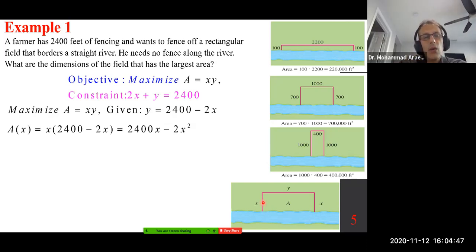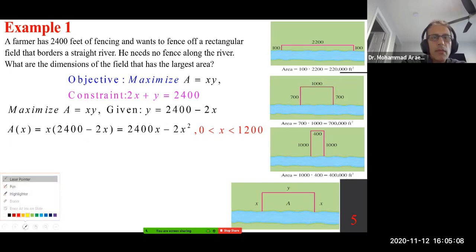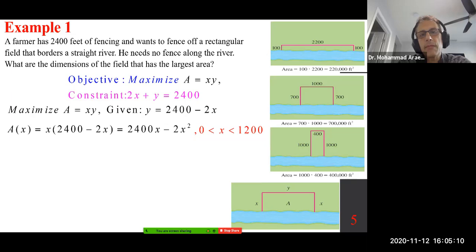Okay. Now, what else? If you look at the parentheses here, 2,400 minus 2x, when you set this equal to 0 and you solve, you get 1,200, which means if you pick a number larger than 1,200, it makes the parentheses negative. You can't have that. Therefore, it gives rise to the domain being from 0 to 1,200, my apologies. So now you have an open interval of 0 to 1,200.